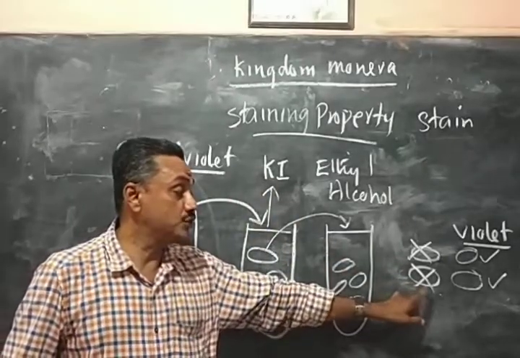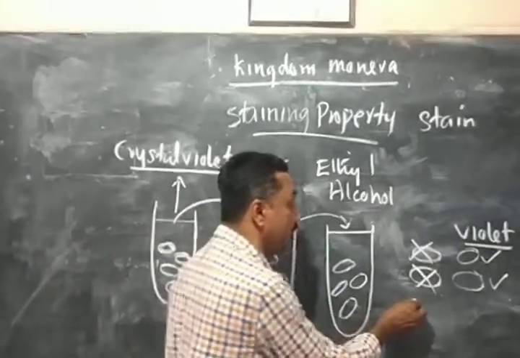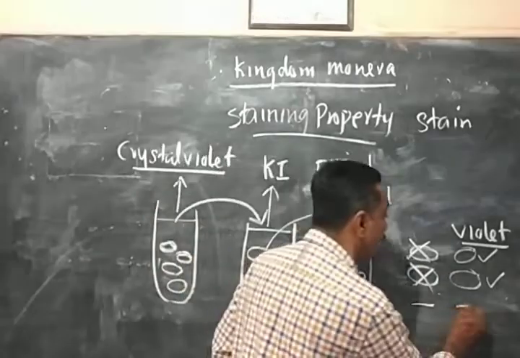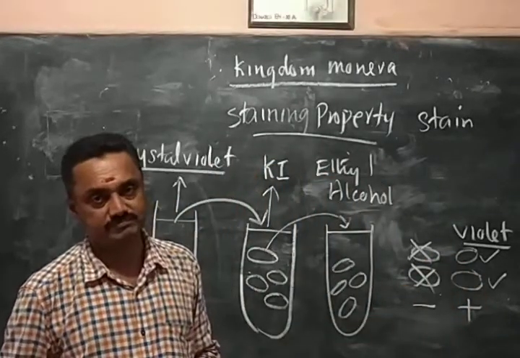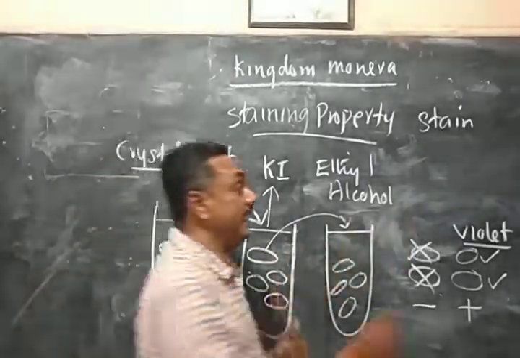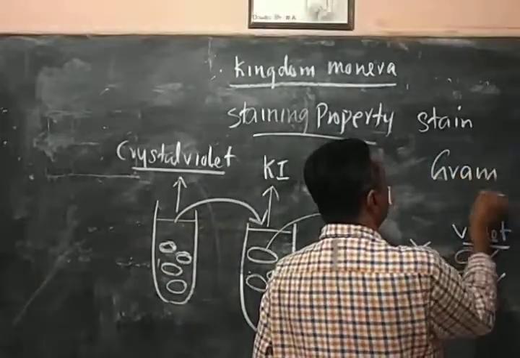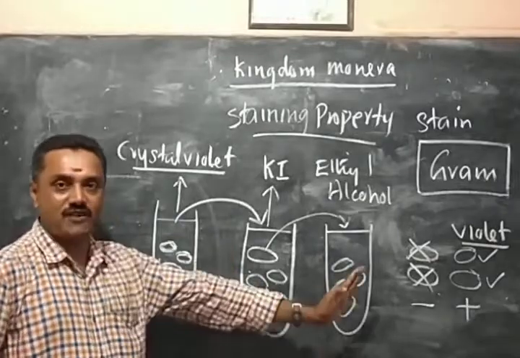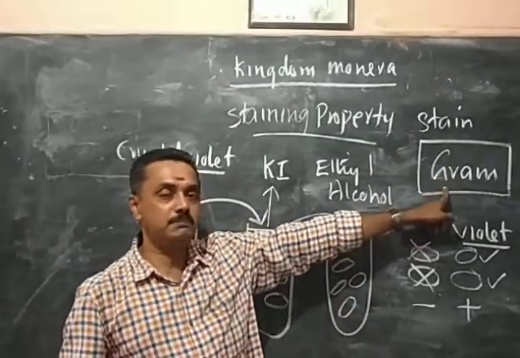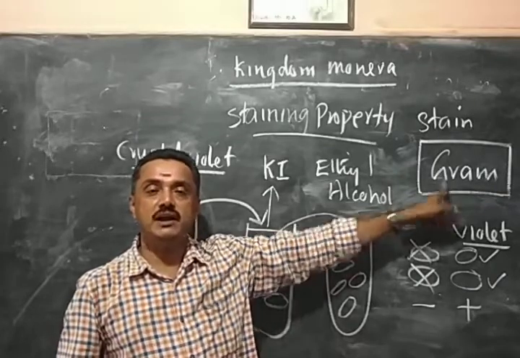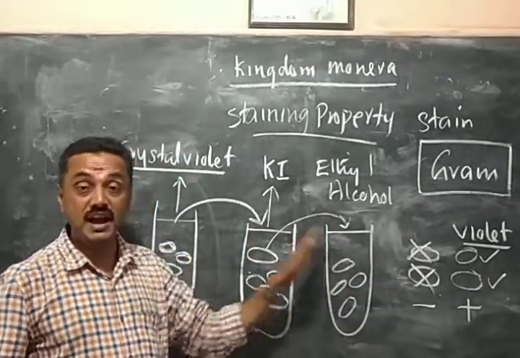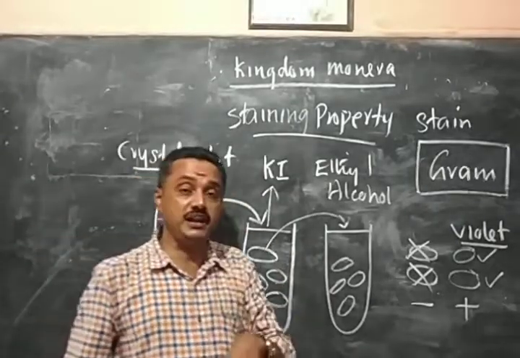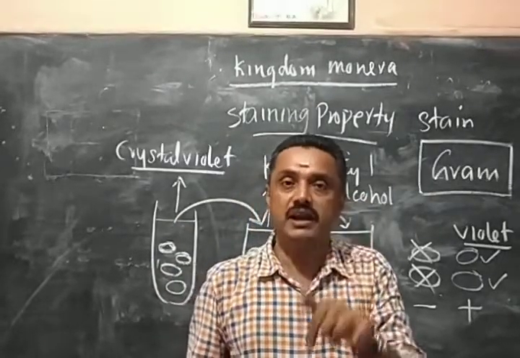The bacteria which lose the color are called gram-negative, and the bacteria which are always violet in color are called gram-positive bacteria. The method was explained by a scientist called Gram. So this process is called Gram staining. Staining means the process of giving stain color.